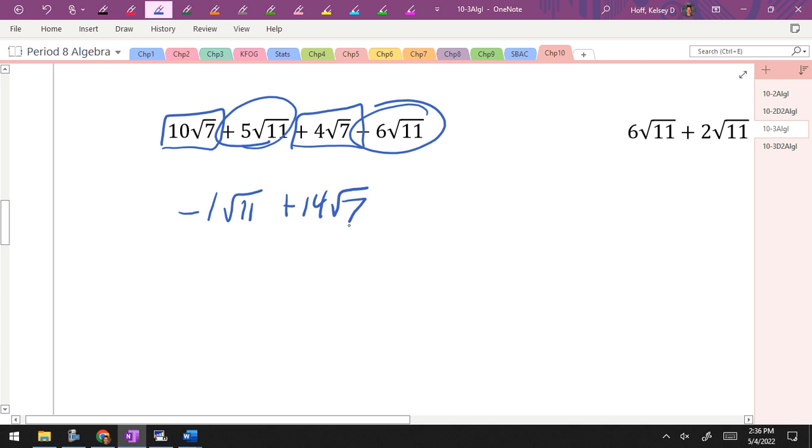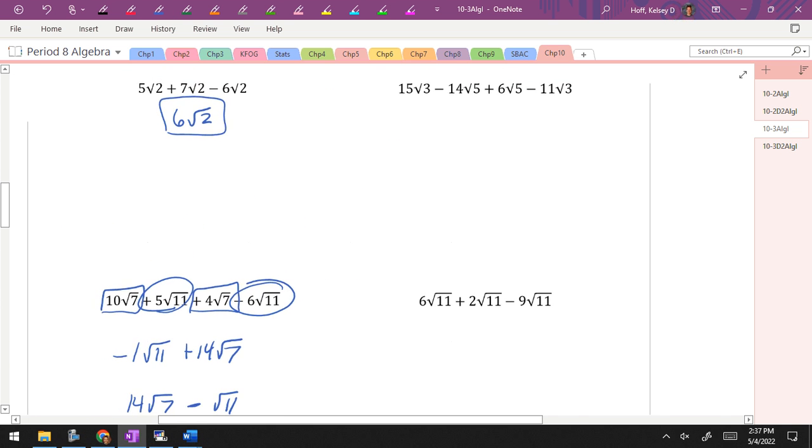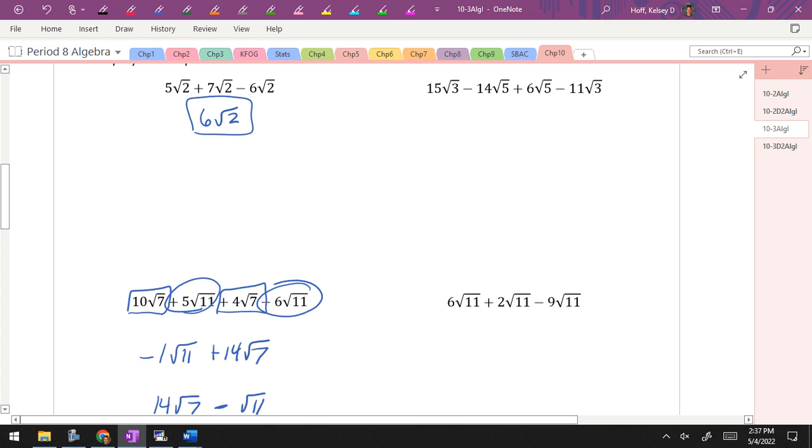Thoughts? Ooh, 14 square root 7 minus 1 square root 11. True or false? True. As long as you have 14 positive and 1 negative. Absolutely. Technically, no. If you mean like if you just had it like this. Yeah, technically you could just have that. Yep. Okay. Try the other two on your own on the right.